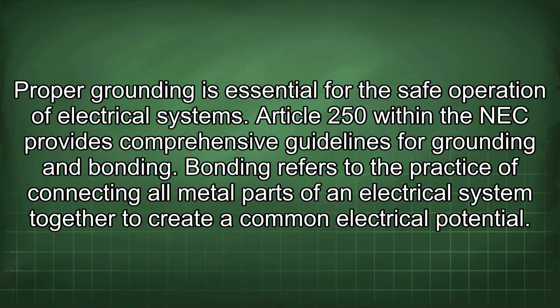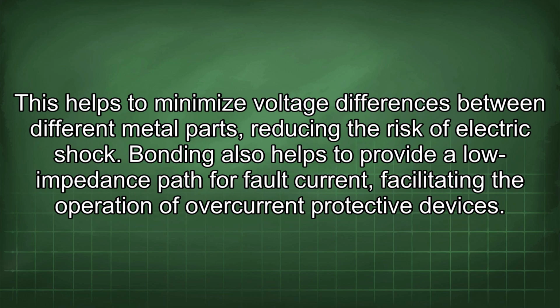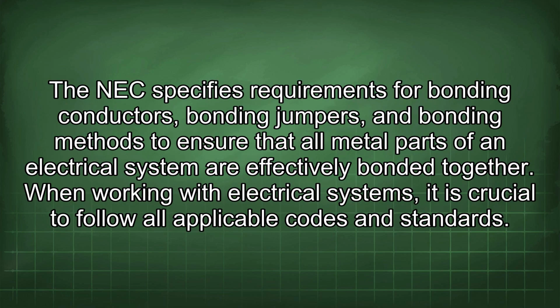Article 250 within the NEC provides comprehensive guidelines for grounding and bonding. Bonding refers to the practice of connecting all metal parts of an electrical system together to create a common electrical potential. This helps to minimize voltage differences between different metal parts, reducing the risk of electric shock. Bonding also helps to provide a low impedance path for fault current, facilitating the operation of overcurrent protective devices. The NEC specifies requirements for bonding conductors, bonding jumpers, and bonding methods to ensure that all metal parts of an electrical system are effectively bonded together.